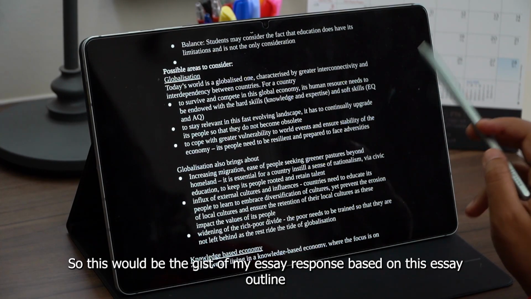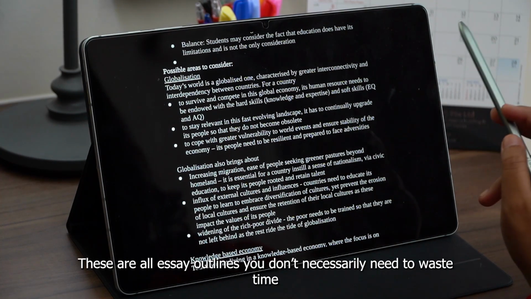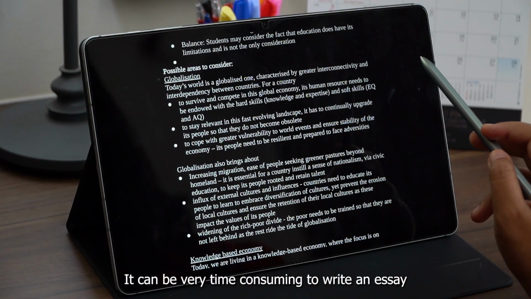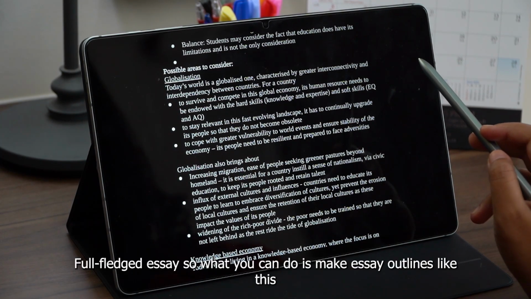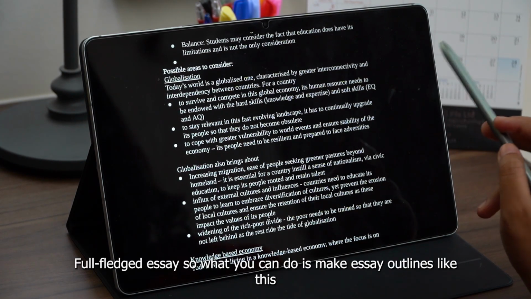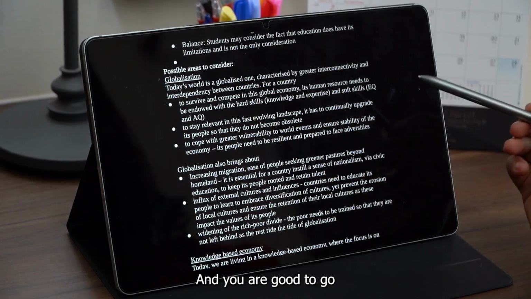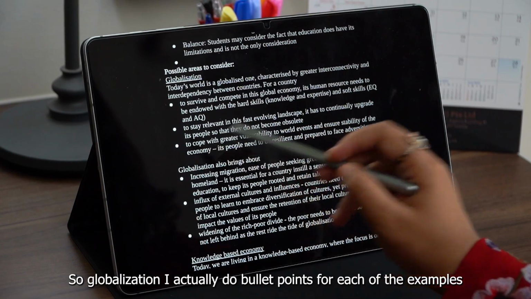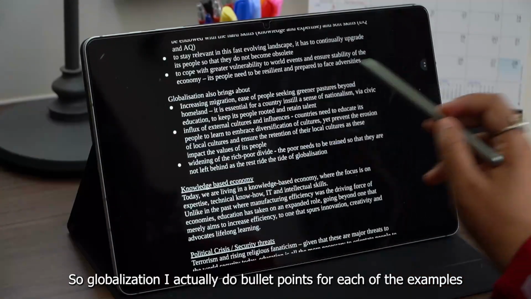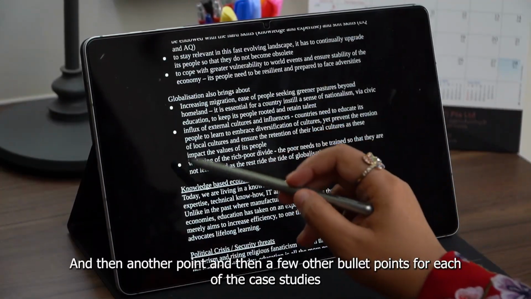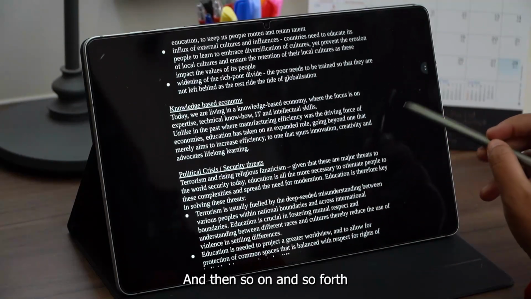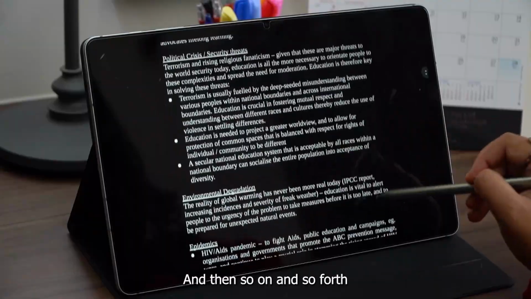These are all essay outlines, all right? You don't necessarily need to waste time. It can be very time consuming to write a full-fledged essay. So what you can do is make essay outlines like these and you're good to go. So for globalization, I do bullet points for each of the examples, and then another point, and a few other bullet points for each of the case studies, and so on and so forth.